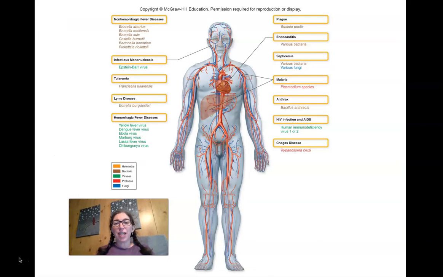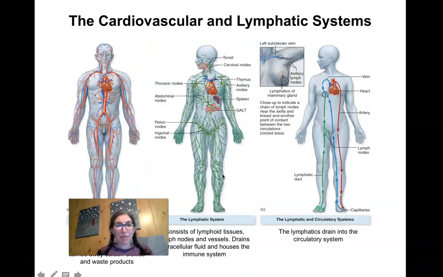So this is just a handy-dandy slide/image from your textbook, which kind of goes over all of the diseases covered in this chapter and even color codes them based on what type of microbe they are: virus, bacteria, protist, fungus, whatever. And so let's talk about some of these guys.